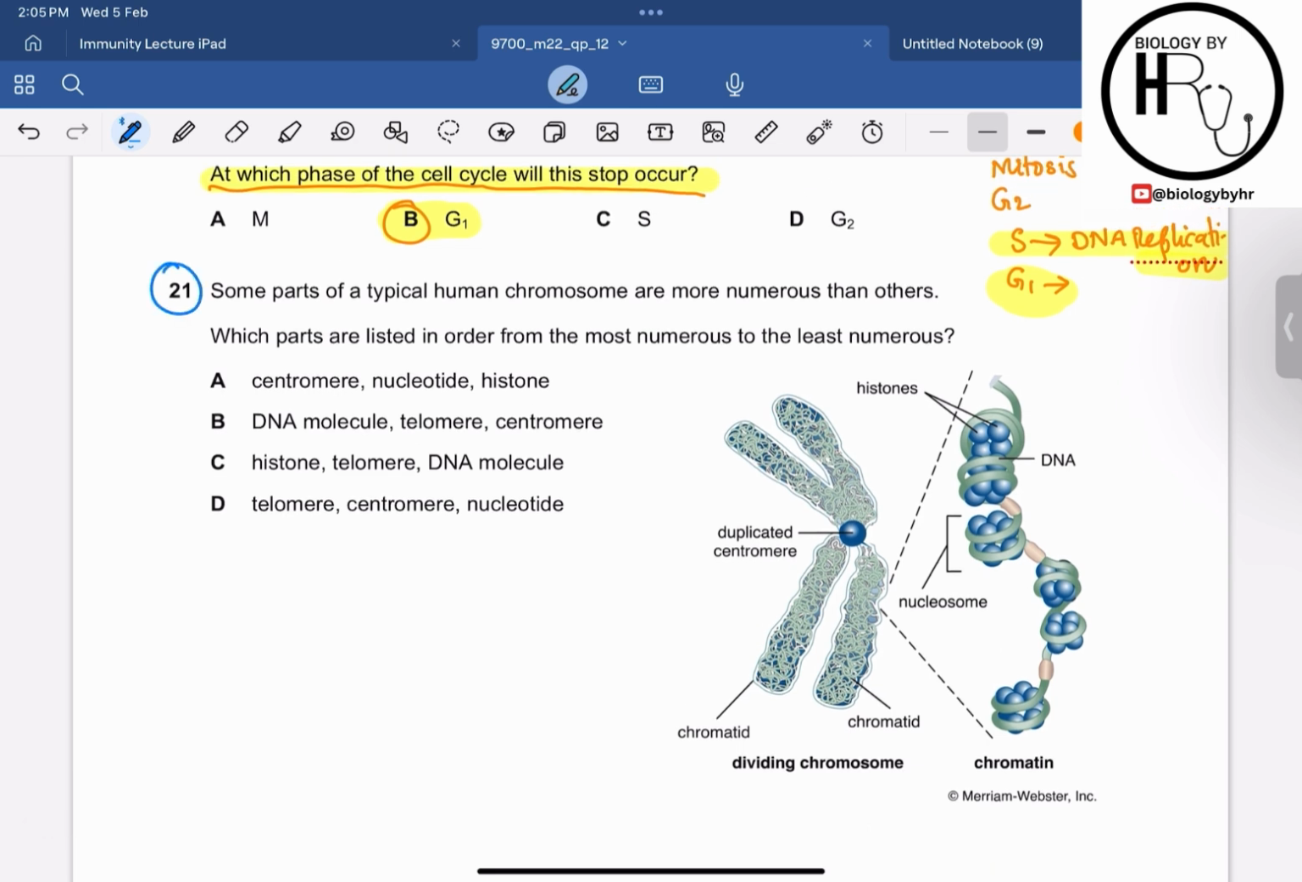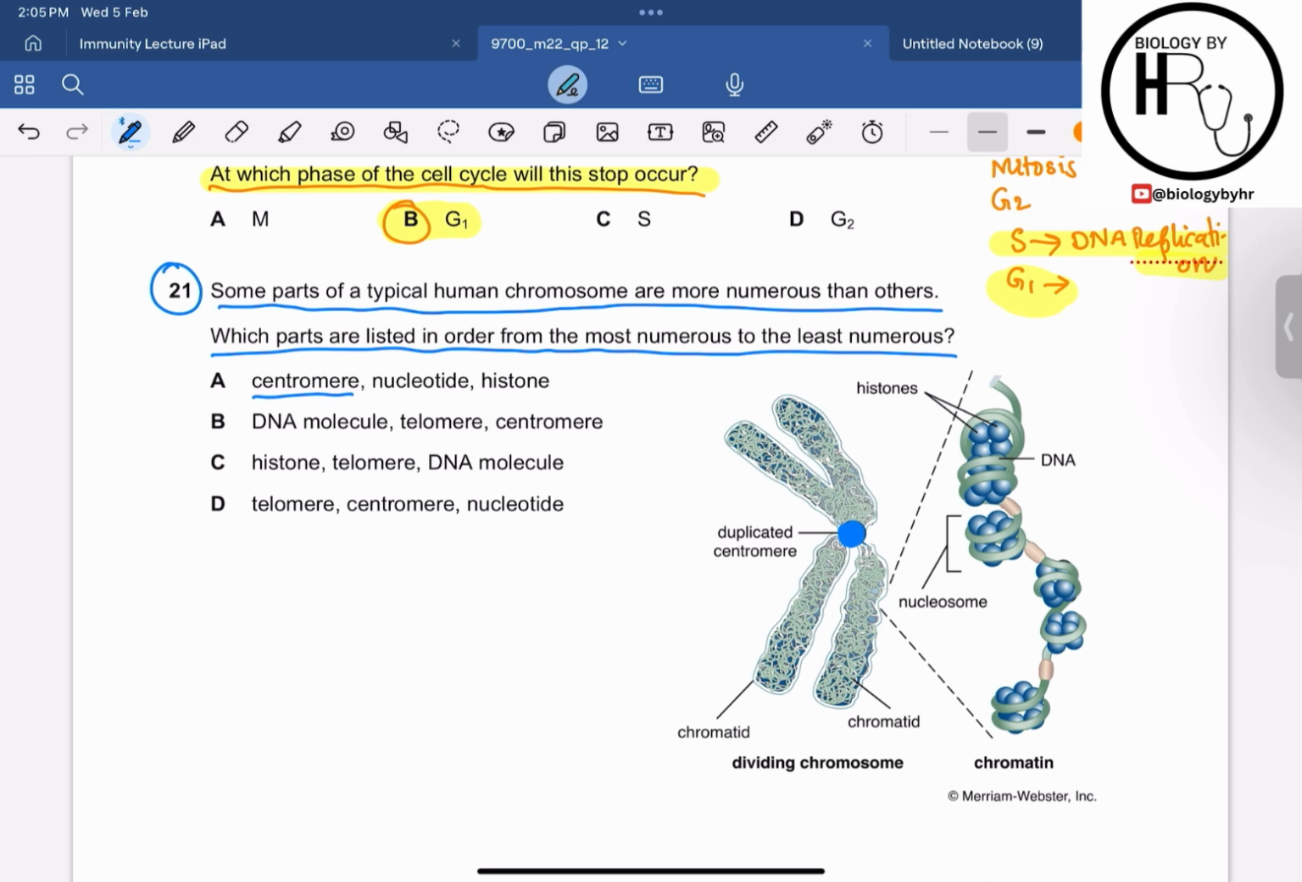Question 21 says that some parts of a typical human chromosome are more numerous than others. Which parts are listed in the order from the most numerous to the least numerous? Alright, so we will discuss the options one by one. If I talk about the centromeres, centromeres are connecting the two sister chromatids, and they are one per chromosome.